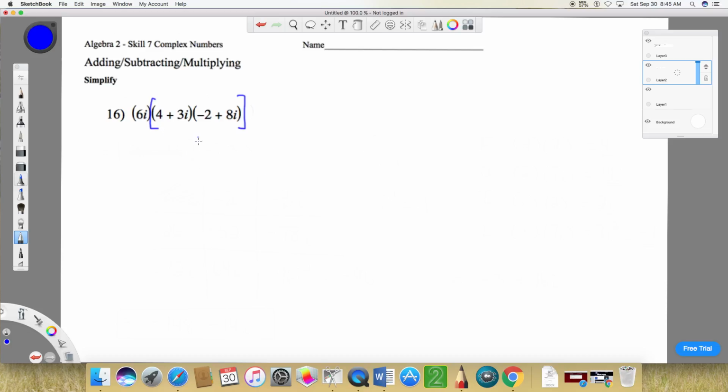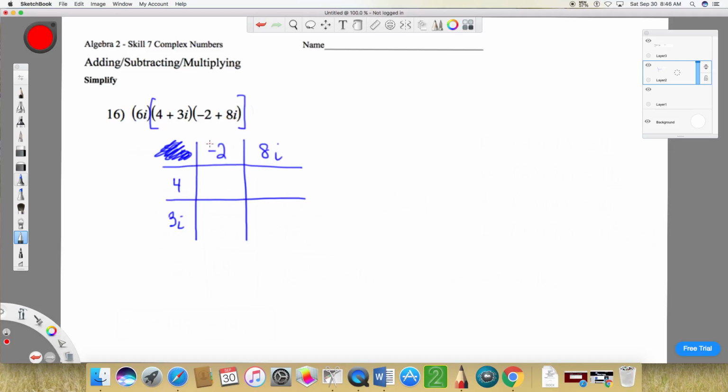So when I'm multiplying binomials, I create a table. You guys tell me that you like the tic-tac-toe board and that you just shade in that upper left corner. So 4 plus 3i, we just put 4 and 3i along the side, and negative 2 and 8i across the top. And the table just simply is an organized way to apply the distributive property.